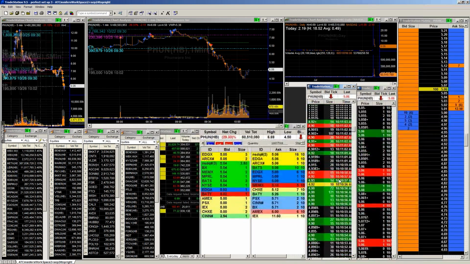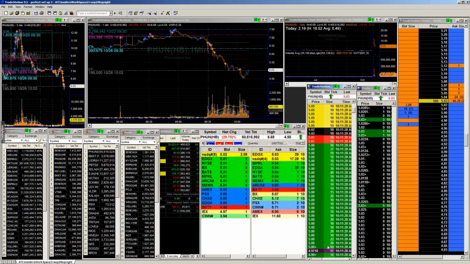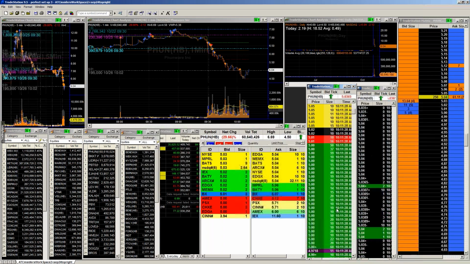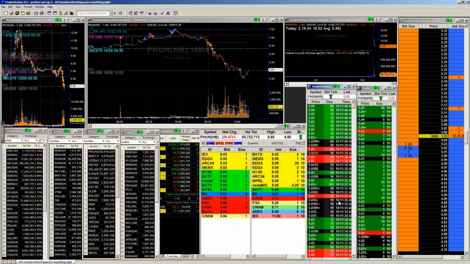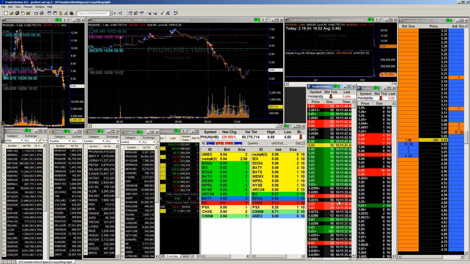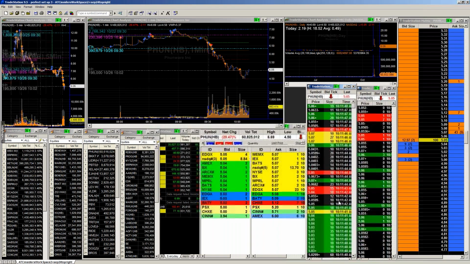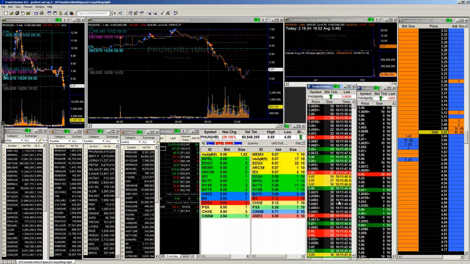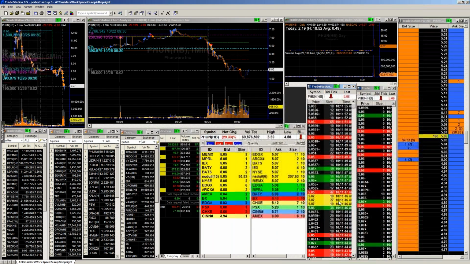And now is five an easy level to break and hold up above? No, that was definitely a computer. What's the problem on it? What's with the stock after a short squeeze? Usually comes back down pretty hard.